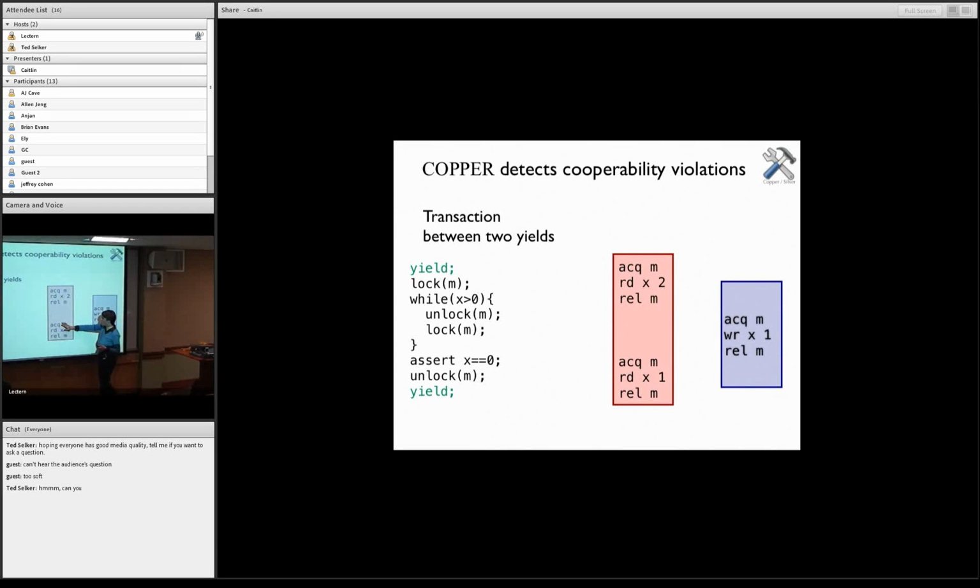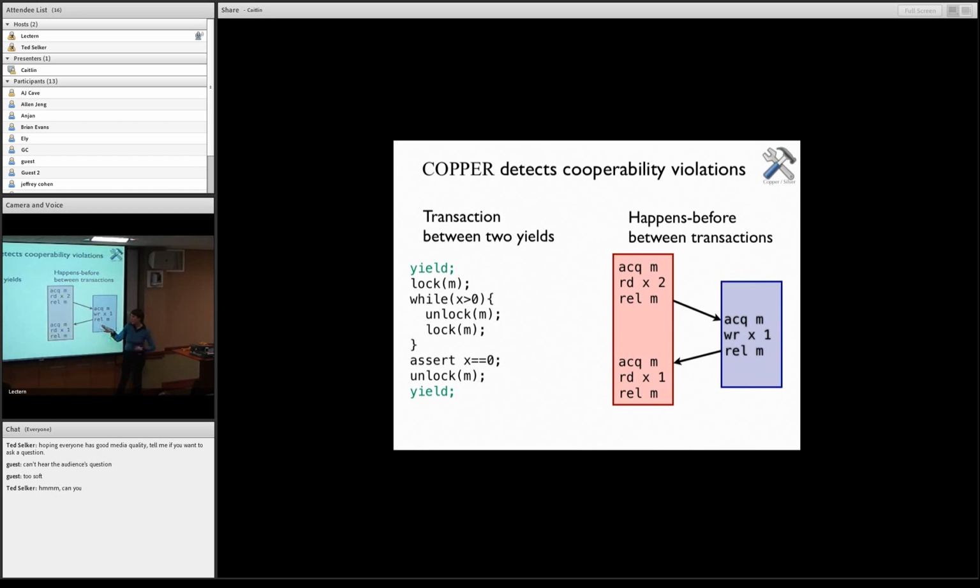in between this release and this acquire, another thread comes in, acquires the lock, writes to X, and then releases the lock. So now we calculate the happens before between these two transactions. In any serial trace, so in any trace where the transactions were serialized, there's a happens before edge between this release and this acquire. So this transaction must happen before this transaction in the serializable trace.